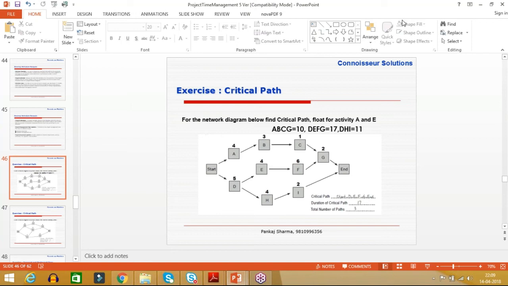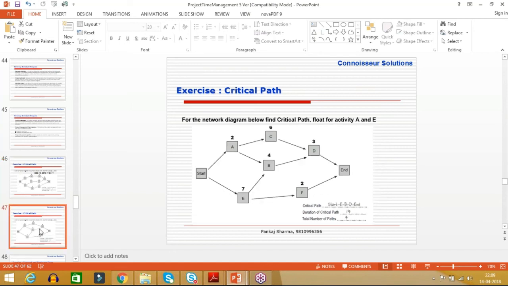Now, can we proceed? Can we do one more example of this? Yeah, let's do one more example. I'll give you some time. Try it on your rough sheet or rough notebook, and then I'll explain here. You have to find all the paths, then the critical path, and also find the float of all the activities A, C, D, E, B, F.